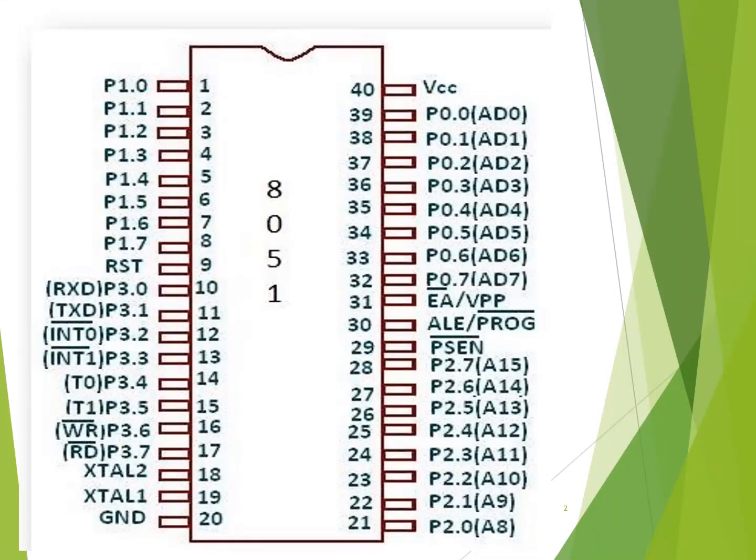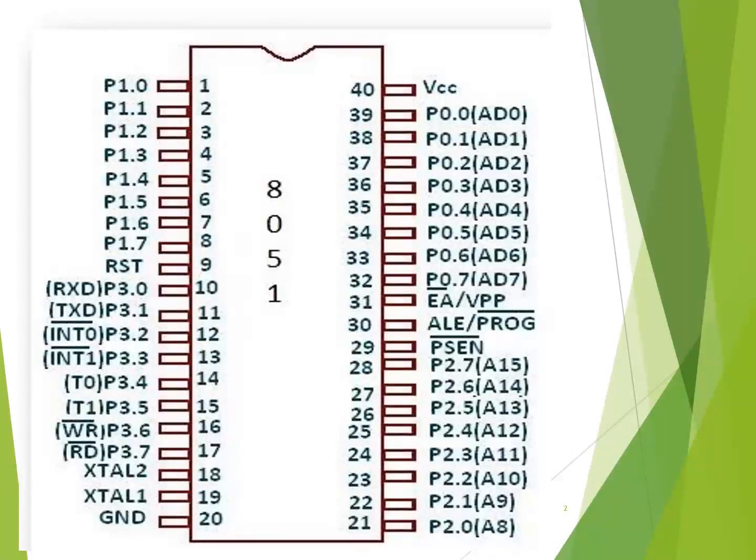Pin number 31 is EA bar, which stands for external access. This is an active low signal used by the 8051 to indicate whether it is accessing the internal on-chip memory or the external memory. If the 8051 is using external memory, then EA bar has to be made 0. If the 8051 is using the internal ROM or RAM, then EA bar has to be made 1.